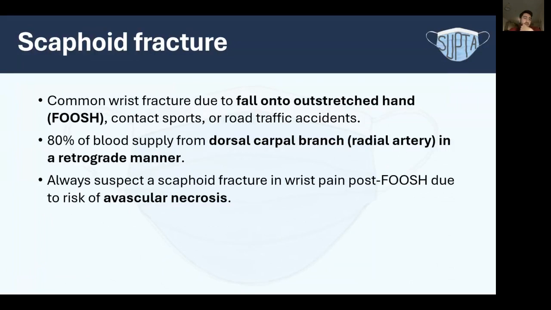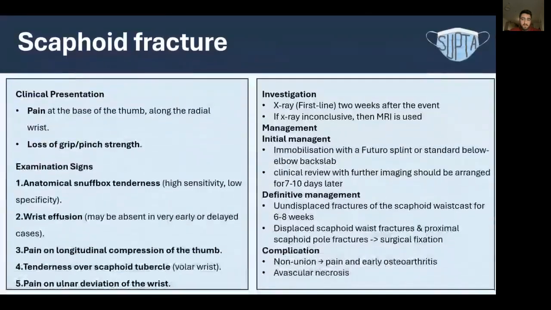So essentially, a scaphoid fracture is a common wrist fracture, usually due to a fall onto an outstretched hand. It can be seen in contact sports or road traffic accidents. 80% of the blood supply comes from the dorsal carpal branch of the radial artery in a retrograde manner, and that's why there's a risk of avascular necrosis in a scaphoid fracture. If we lose that blood supply, we would have a necrosis.